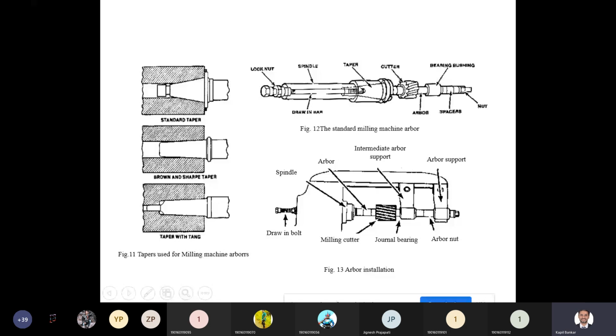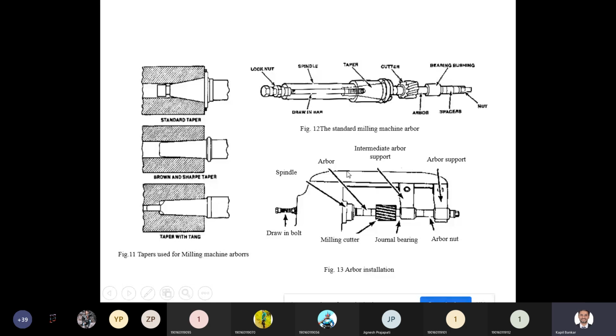So these are some instructions to fix the Arbor in the spindle, and on the Arbor you can fix the cutter, and you can adjust the cutter location with the help of putting some spacers. Spacers are nothing but bushes. Okay, so you can place the bushes at different locations, and you can remove the spacer also, so that you can change the location of the cutter also.